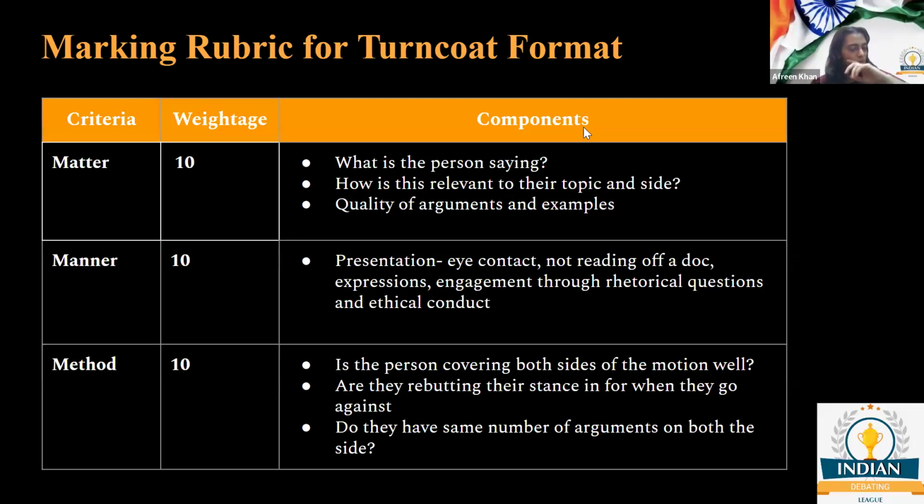And then followed by this, you have method. Method is basically, is the person covering both sides of the motion well? Are they rebutting their stance, and do they have an equal number of arguments? So how you're speaking, what you're speaking, and what is the structure of your speech, all of which is going to be counted. So try to remember your speech. But yes, if you have cue cards and you want to just read off one sentence, that's all right. So that's how your turn code is going to be marked.